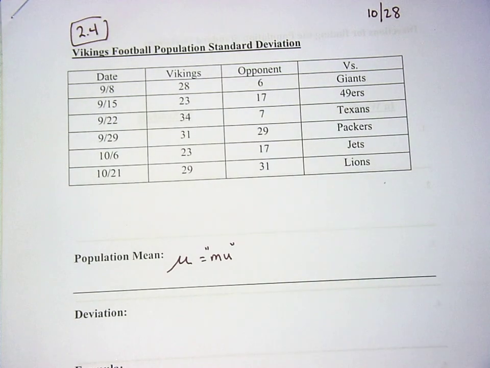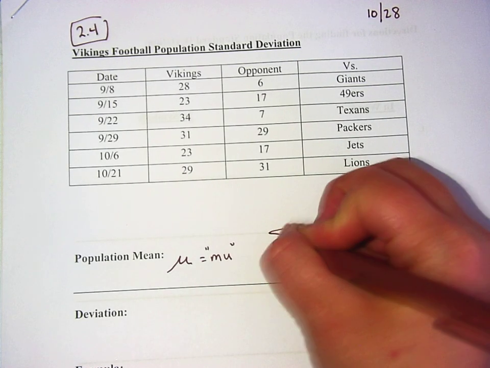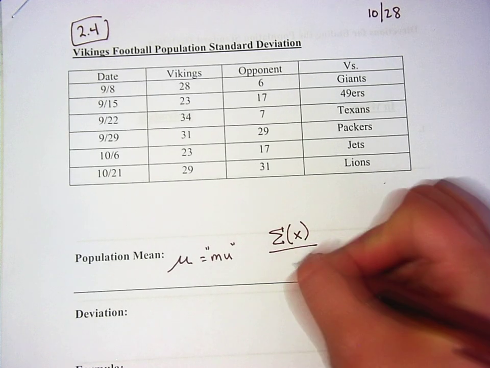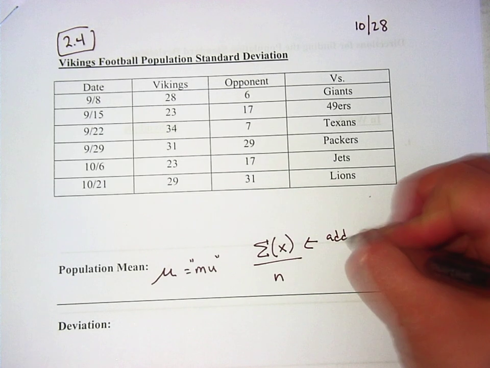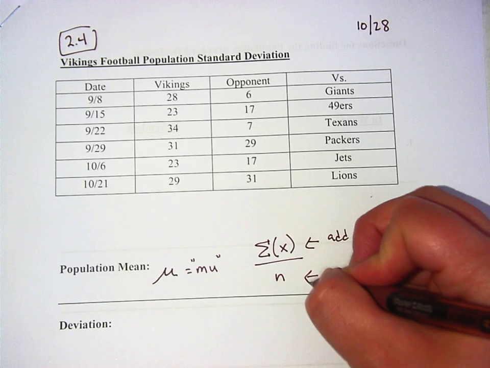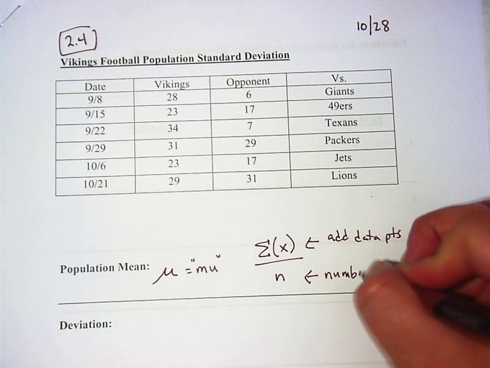Okay, how do you find out a population mean? Just like normal, how do you do it? Divide, all right, so add them all up, which is sigma, right? So adding them all up and dividing by how many you have. So this means add your data points. And this means divide by the number of data points.